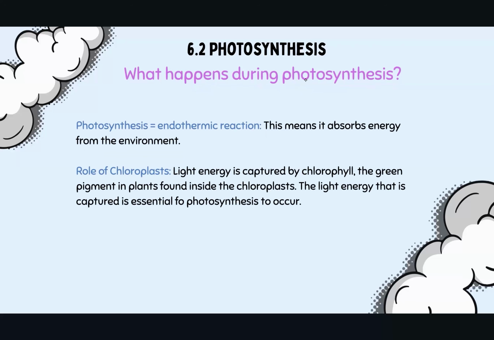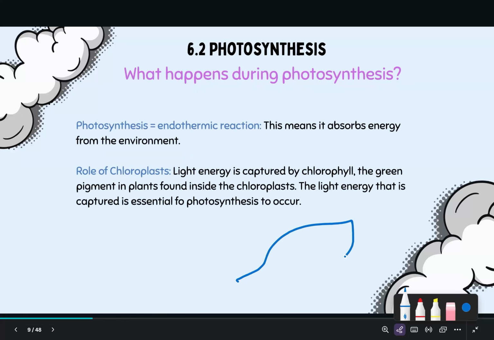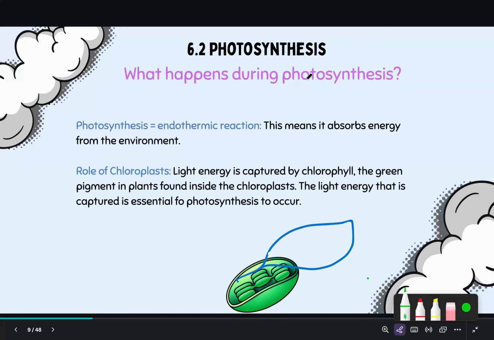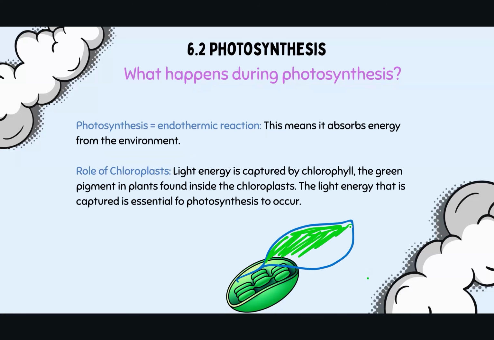Okay, so what happens during photosynthesis? So photosynthesis, as we just mentioned, the leaf is green for a reason. It's green because it contains chlorophyll. Now, if it contains chlorophyll, the chlorophyll absorbs, takes in the energy.